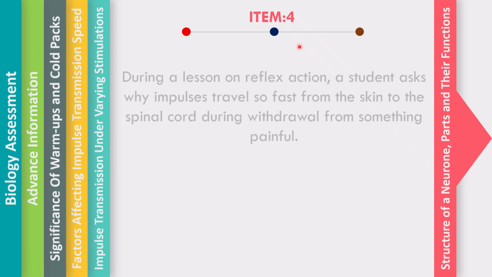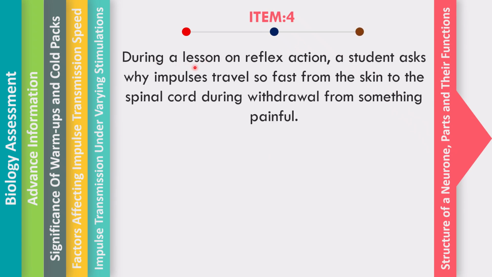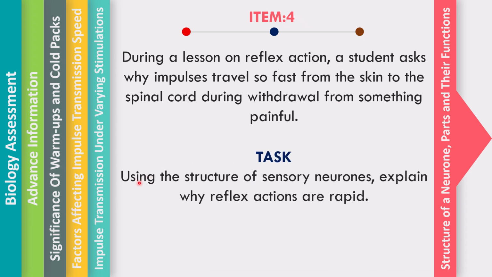Item 4. During a lesson on reflex action, a student asks why impulses travel so fast from the skin to the spinal cord during withdrawal from something painful. Task. Using the structure of sensory neurons, explain why reflex actions are rapid.